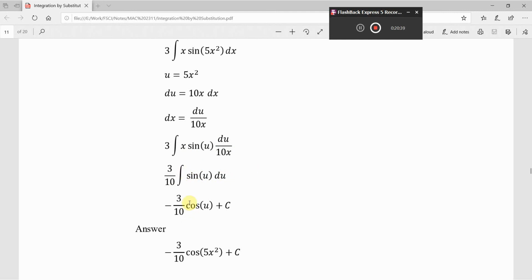The antiderivative of sine is a negative cosine, so I get negative 3/10 times the cosine of u plus a constant. And then lastly, I replace u with 5x squared. So I get negative 3/10 times the cosine of 5x squared plus a constant.